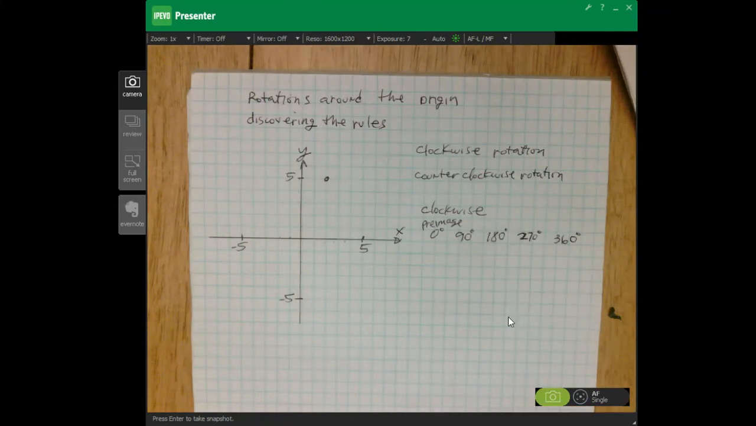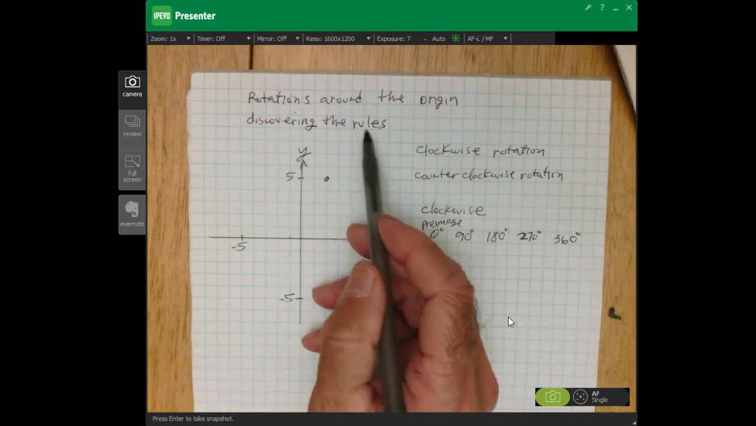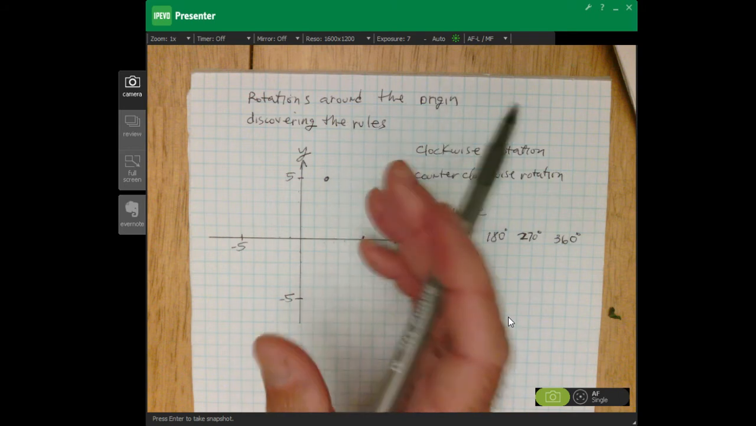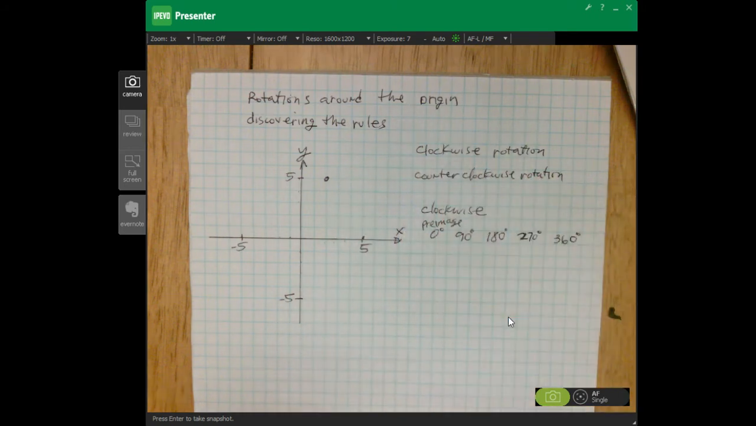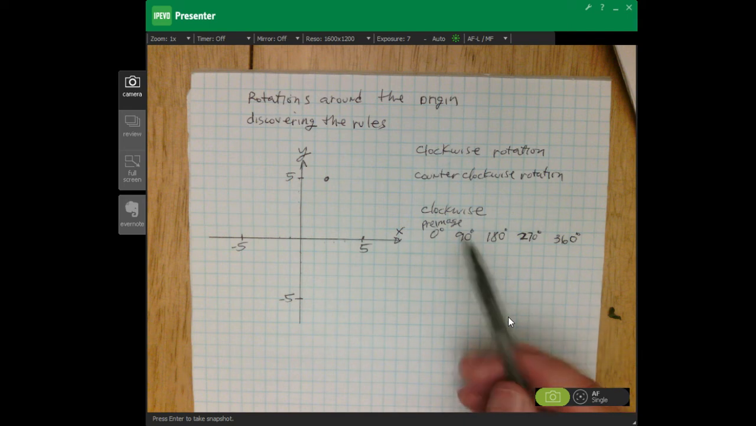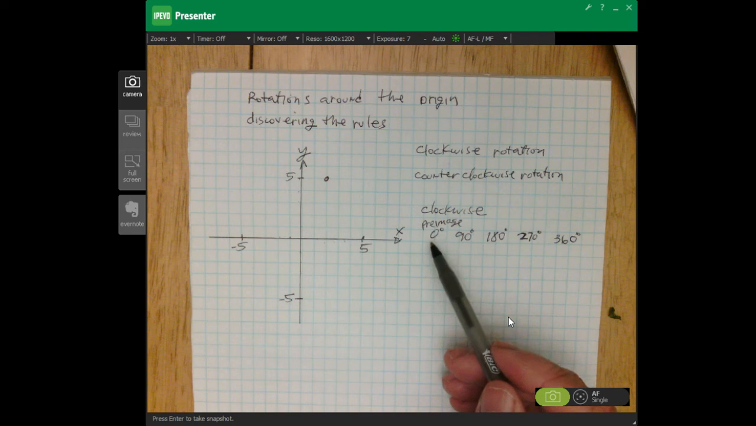We're going to investigate rotations around the origin and discover a rule. A rule for rotations would be a rule that we can use with any point or any set of points to determine what the image will be. Now, we're going to look at clockwise rotations around the origin, and we're going to consider these different degrees of rotation.